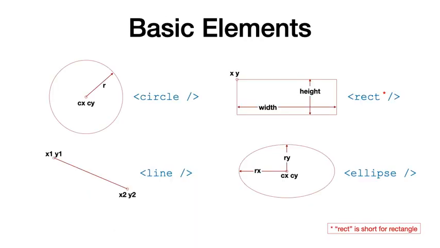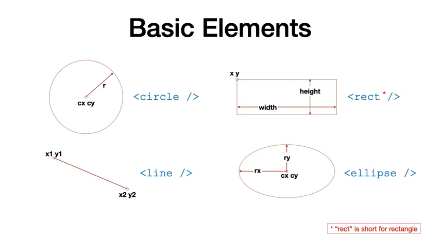Let's look at some basic elements. What are the basic elements that SVG can draw? First, we have the circle. A circle can be described with a point for the midpoint, which we'll call CX and CY, and a radius, R. We could draw a line. For a line, we indicate one first point, which will be x1, y1, and the second point, x2, y2.